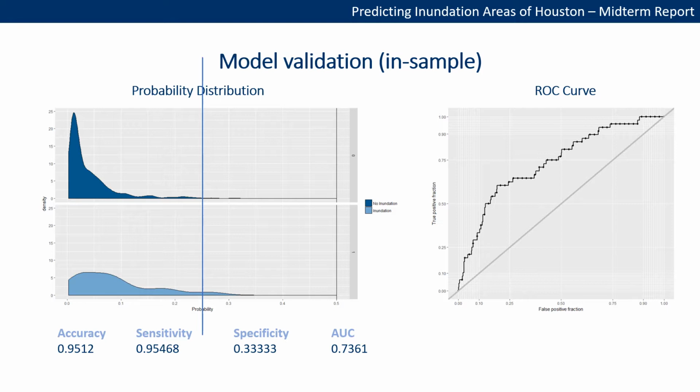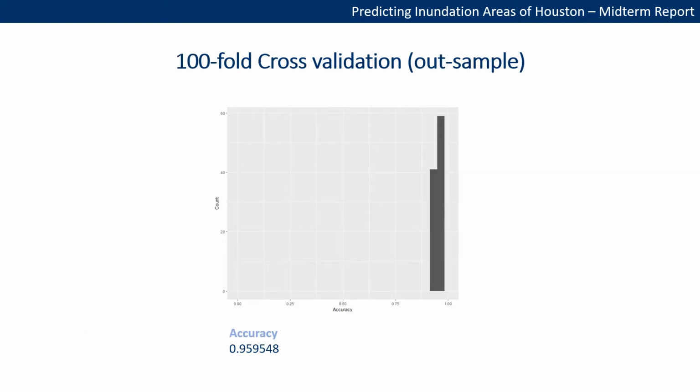The sensitivity of predictions is relatively high, which is 0.95, but the specificity, which is also called the true negative rate, is not high enough. The result for the out-sample prediction is fine, and we receive a final accuracy of 0.95, which means the variability of accuracy across all 100 folds concentrates on 0.9 to 0.99.